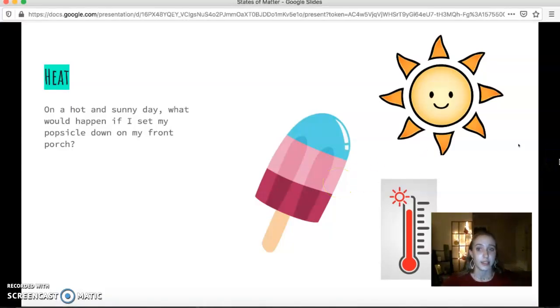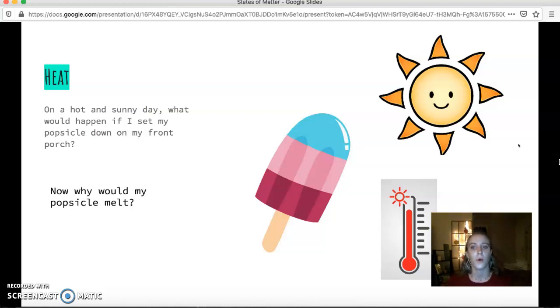Okay, so for heat, on a hot and sunny day, what would happen if I set my popsicle down on the front porch? And hopefully the students will be very engaged at this point, telling me, like, you left your popsicle on the front porch. And hopefully they will tell me that it would melt, and I unfortunately would no longer have a popsicle but a puddle of sugary soup.